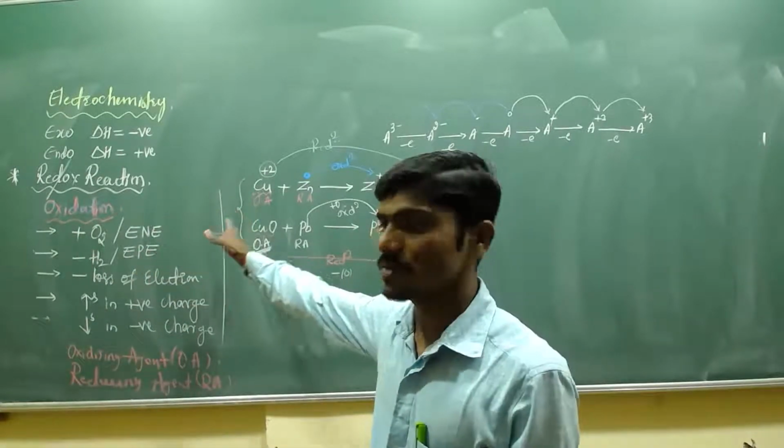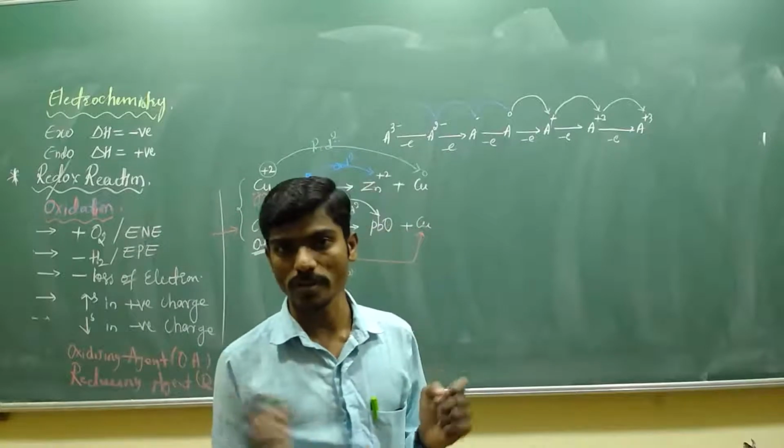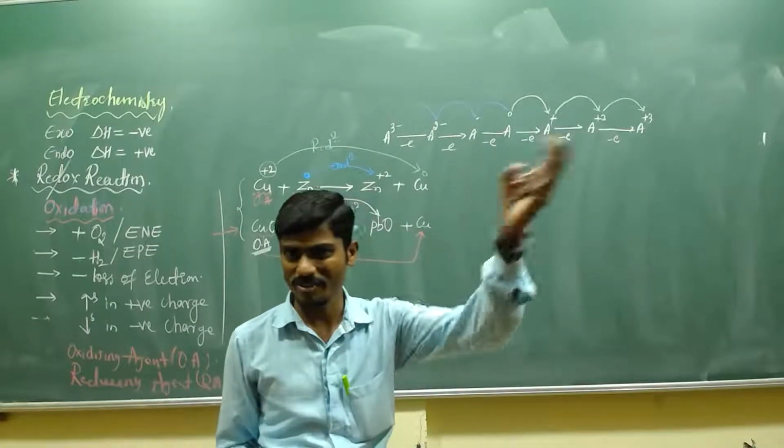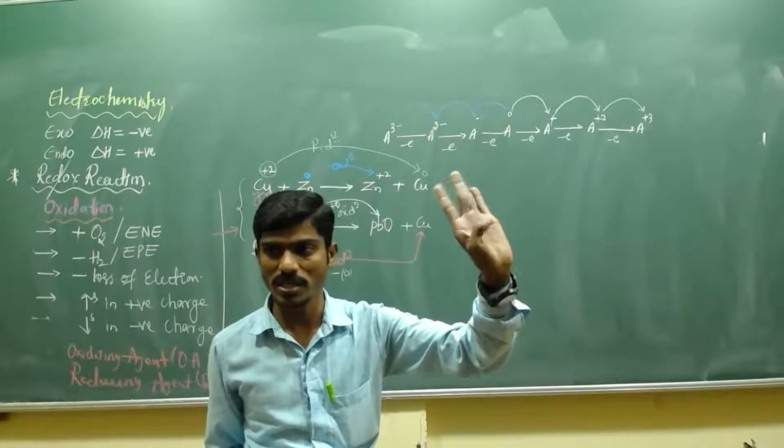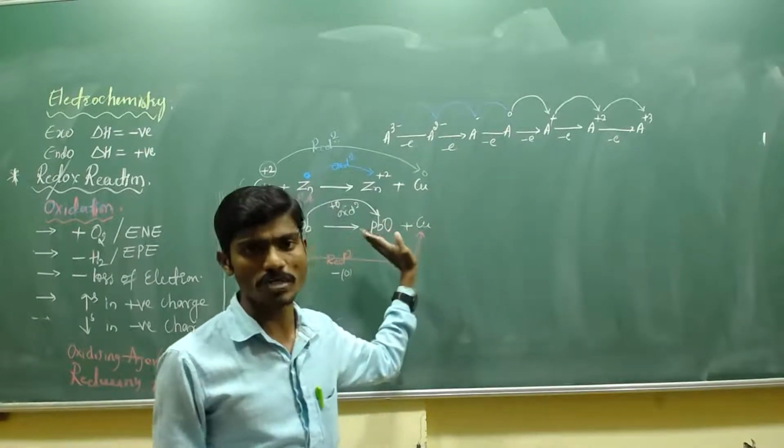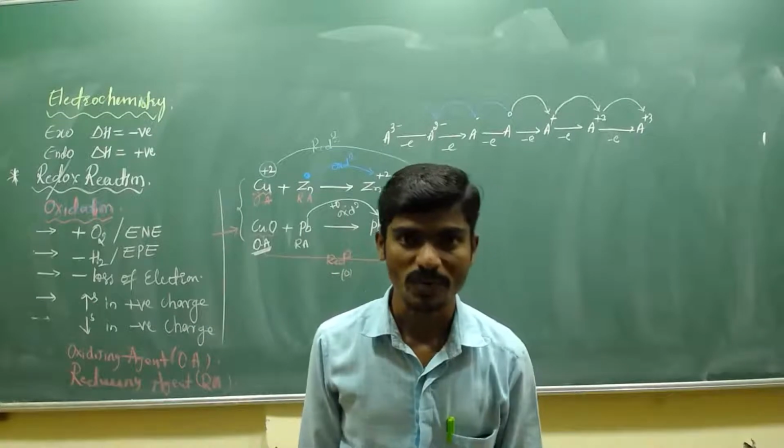In the introduction part, we can note these points. Only in the introduction part: definition of electrochemistry, definition of oxidation, reduction, oxidizing agent, reducing agent, oxidizing power and reducing power. Is it clear?